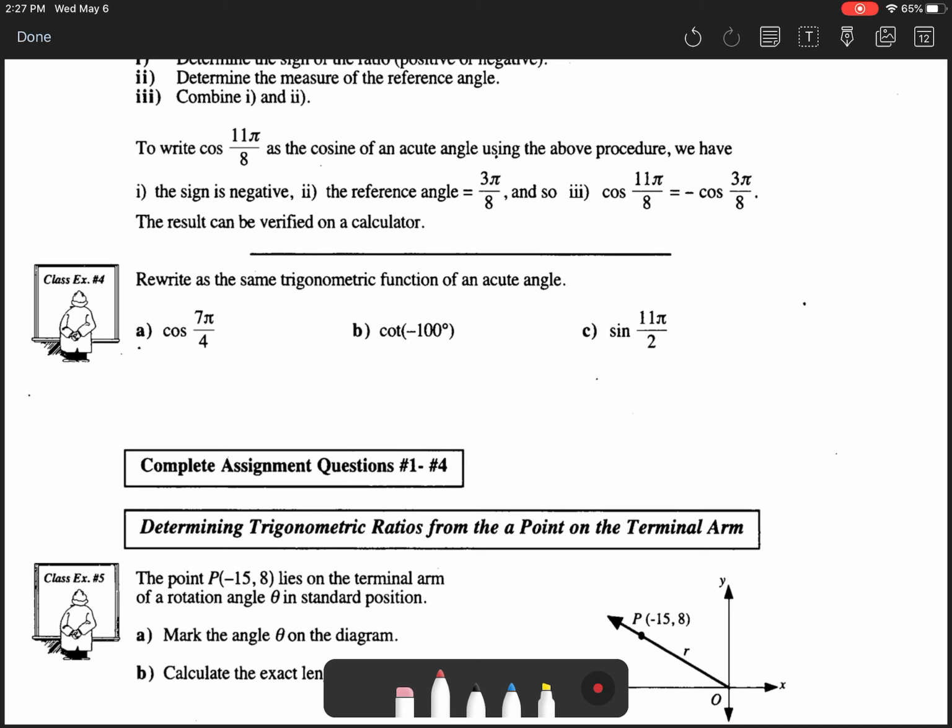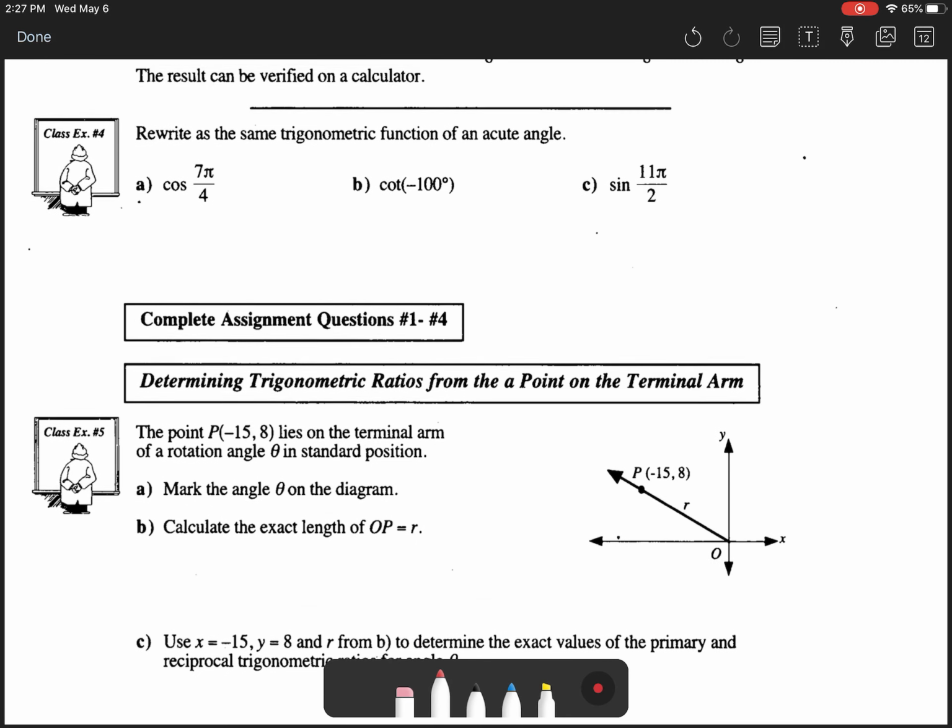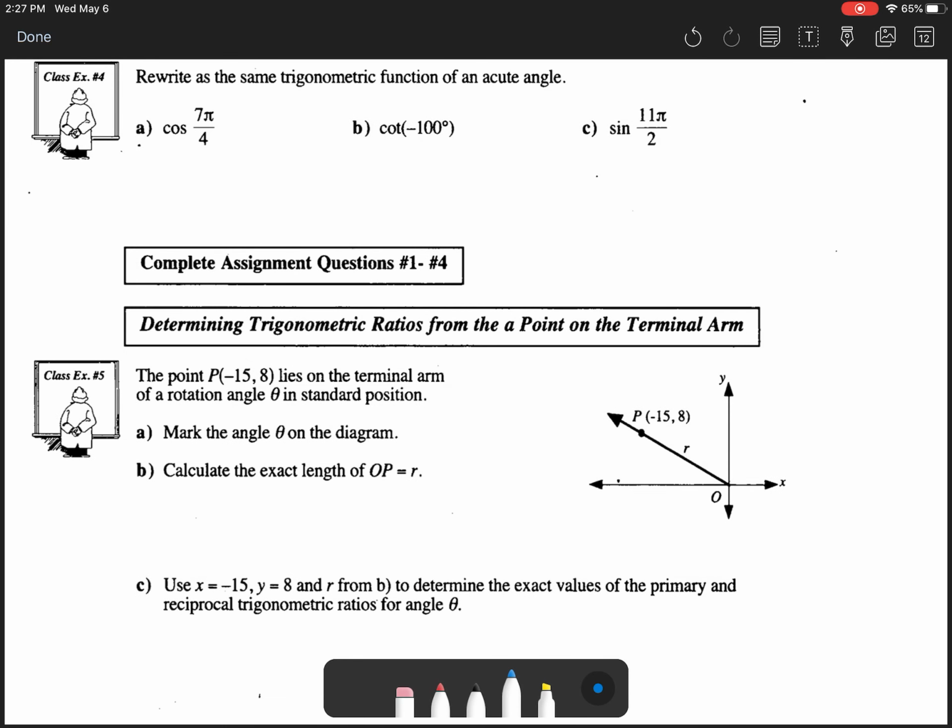So what I'm going to show you is, in the next 3 examples, exactly what they did above. It'll make way more sense when you see me draw the diagrams, and I do the calculations for you. So a couple things we want to be careful of here. Rewrite the same trig function of an acute angle. So I have to use the same trig ratio, right? They're saying the same trig function, but of an acute angle, which means an angle between 0 and 90. And when they're saying that, that means basically they want you to use the reference angle.